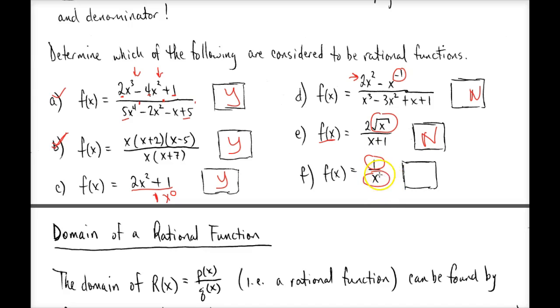It is just a polynomial of degree 1. Okay? So here, f is indeed a rational function.